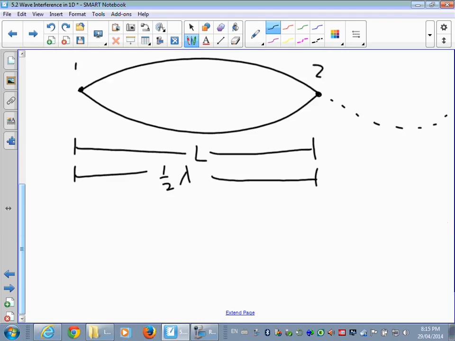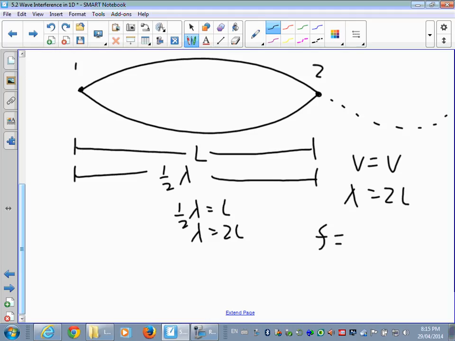If we look at the speed of the wave, it is not going to change. The speed is just equal to v. The wavelength now, half of a wavelength is equal to L. So lambda is equal to 2L. So the frequency, using the wave equation, is v over lambda, which is v over 2L. So that is the simplest standing wave.